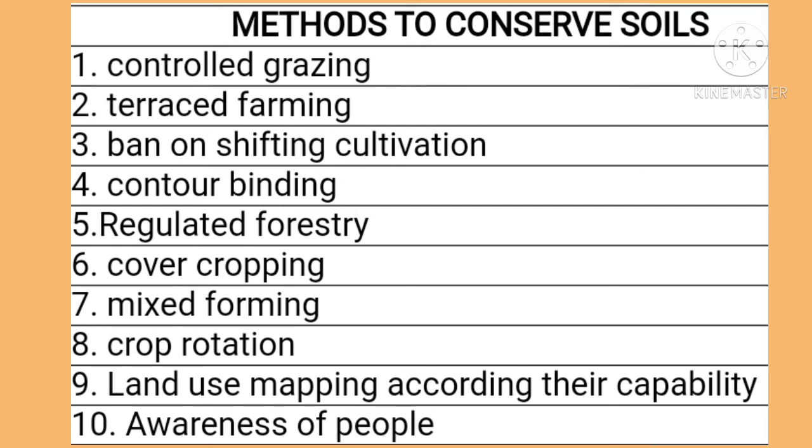First is controlled grazing. Number 2, terraced farming. Number 3, ban of shifting cultivation. Number 4, contour bunding. Number 5 is regulated forestry. Number 6, cover cropping. Number 7, mixed farming. Number 8, crop rotation. Number 9, land use mapping according to their capability. And number 10 is awareness of people.